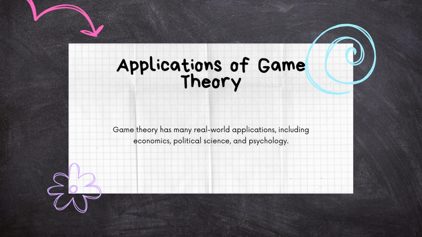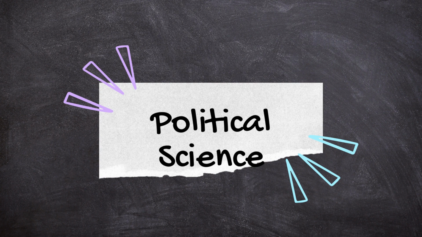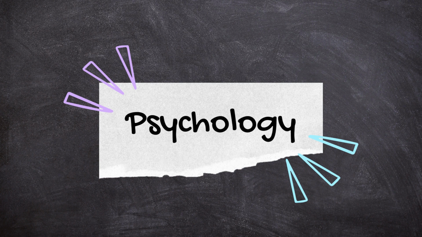Part 3, applications of game theory. Game theory has many real-world applications, including economics, political science, and psychology. In economics, game theory is used to model the behavior of firms and consumers in a competitive market. In political science, game theory is used to model the behavior of politicians and voters in an election. In psychology, game theory is used to model the behavior of individuals in social situations.